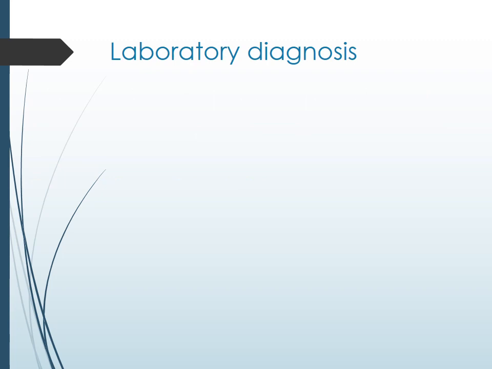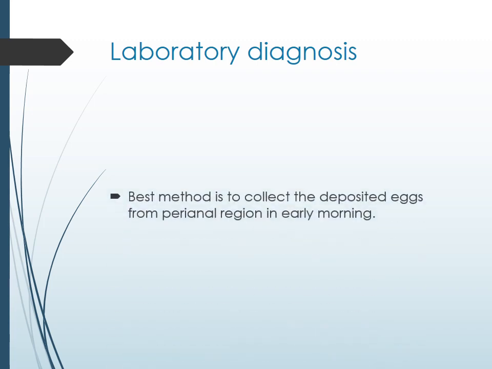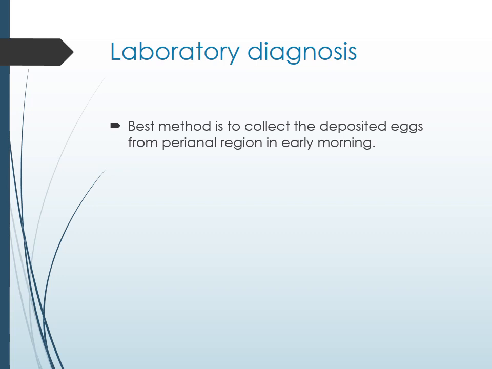Now we are coming to lab diagnosis. So in most of the intestinal parasites, stool examination is the best way to diagnose. But here the best method is not stool examination, but best method is collect the deposited egg from the perianal region in the early morning. The way of doing this is very easy, that is NIH swab. The NIH stands for National Institute of Health.